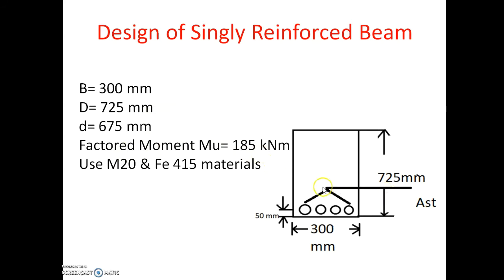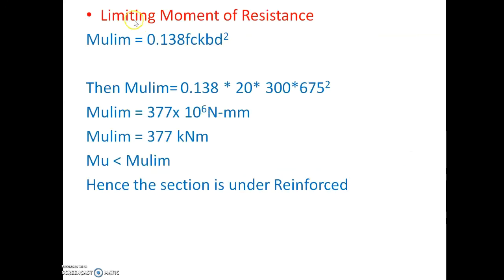So we have to calculate the area of tensile steel by using the grade of concrete M20 and Fe 450 material. First of all, we have to calculate the limiting moment of resistance. So that is Mu limiting is equal to 0.138 fck b d square for Fe 450 grade steel. Substituting all the values, we will get Mu limiting, that is 377 into 10 power 6 Newton mm. So that is 377 kilonewton meter.